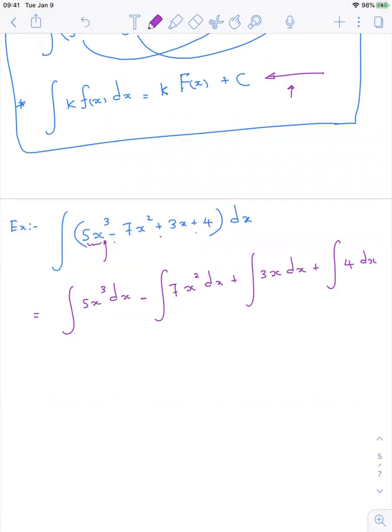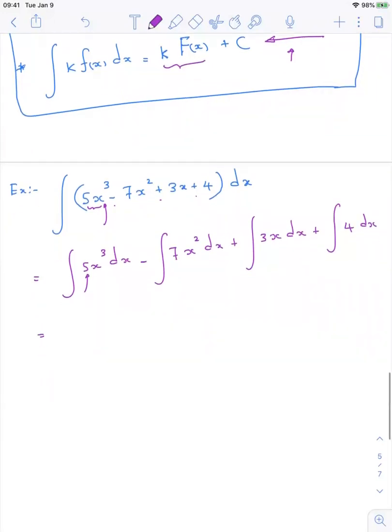Now, when you have a constant like this, you can take that out. So that's what this law tells you. So you take the constant out and keep x to the power 3 dx, minus 7 taken out and x squared dx, and plus 3 taken out and x times dx plus, and 4, actually there is nothing that you need to take out, but you can just take out 4 as well.